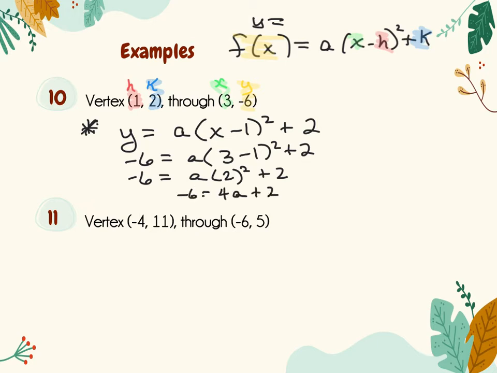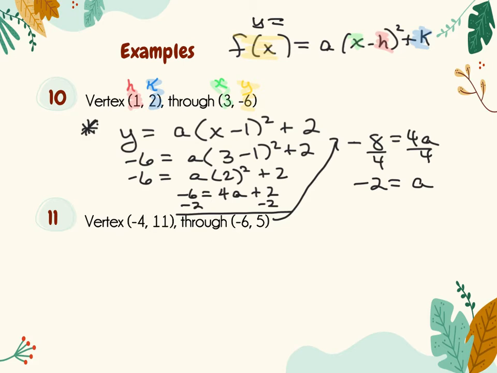And now I'll begin to solve by subtracting 2. Let me go ahead and write this up here. So then I end up with negative 8 is equal to 4a. Going to divide by 4, and a equals negative 2. I'm now going to take this a value and plug it into my equation again. So my final answer, my equation in standard form, is y equals negative 2, parentheses, x minus 1 squared plus 2. Let's try one more example.